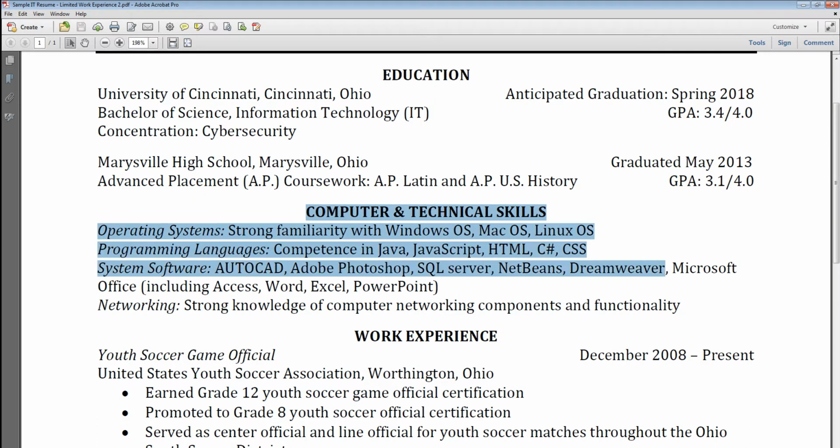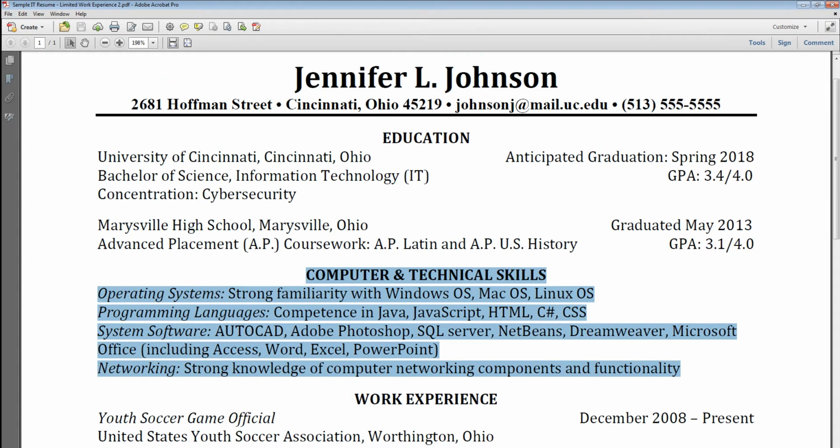So again, just to highlight, this section will really make the difference for you in terms of opening the door for potential interviews. So this needs to be at the top of your resume, either as a first category or as a second category. I don't care either way. I would say computer and technical skills and education are interchangeable in terms of priority 1 or 2.